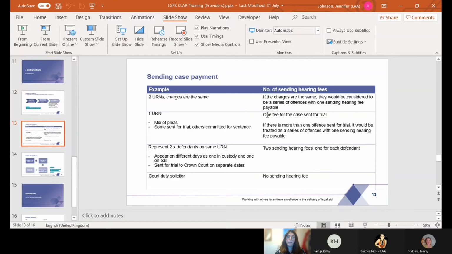If you do have offences that have remained in the Magistrates Court, of course you're entitled to claim your Magistrates Court hearing fee for those offences as normal, but you wouldn't be allowed to claim the sending hearing fee for those offences. As I say, there is more information on slide 13 of the pack. I'm just going to stop sharing my screen because we don't need to see the slides anymore.